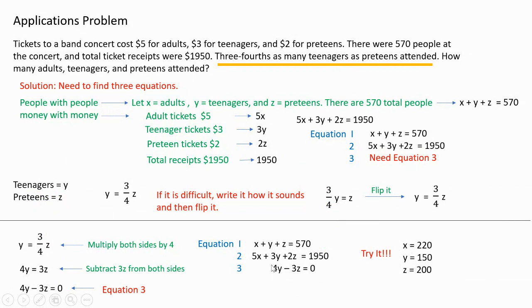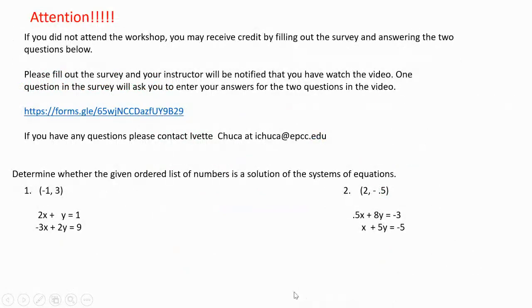But I recommend that you actually know exactly the steps, how to work it, because in 1325 you have to know and show a lot of work. So it's always good to know how to do it. Then you can use the calculator to help make sure that it's correct. So there are 220 adults, 150 teenagers, and 200 preteens. Just disregard this last slide, guys, because at times when students had a chance to view the video, they could go here and answer these questions to get credit.